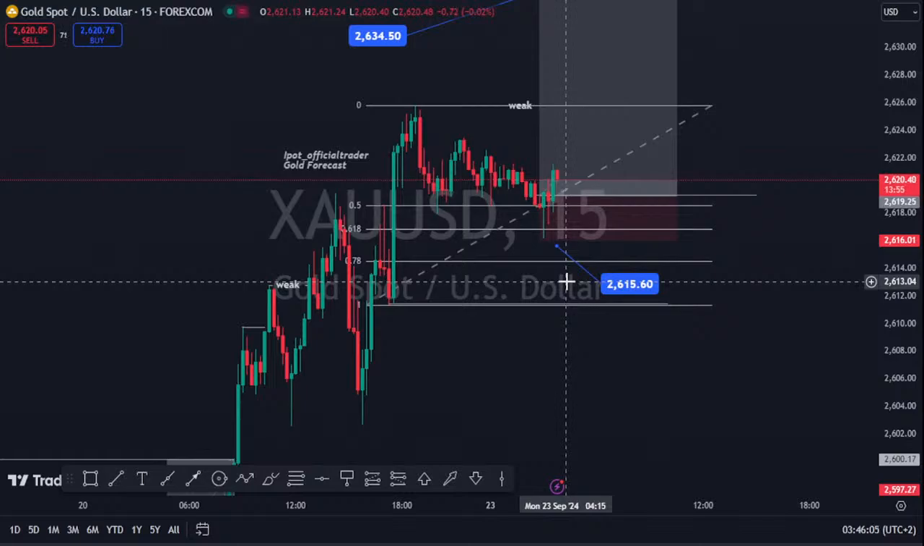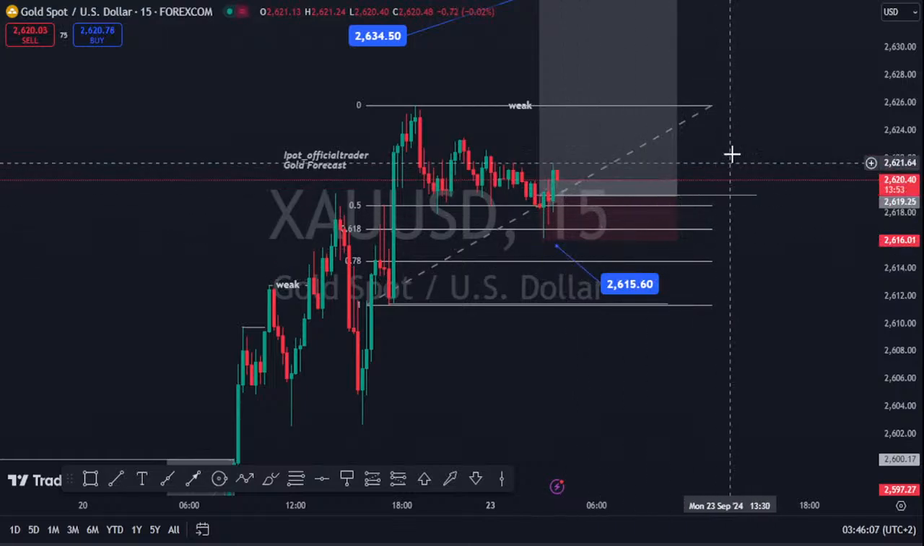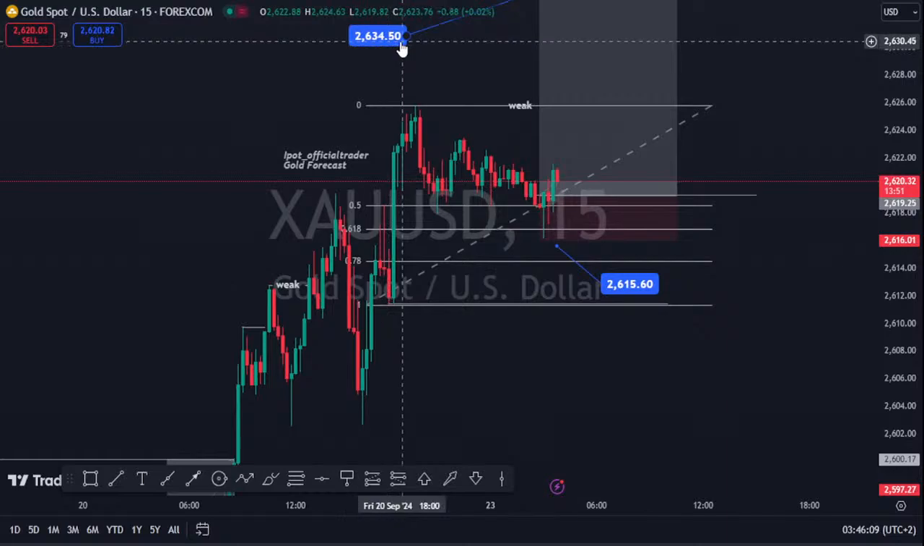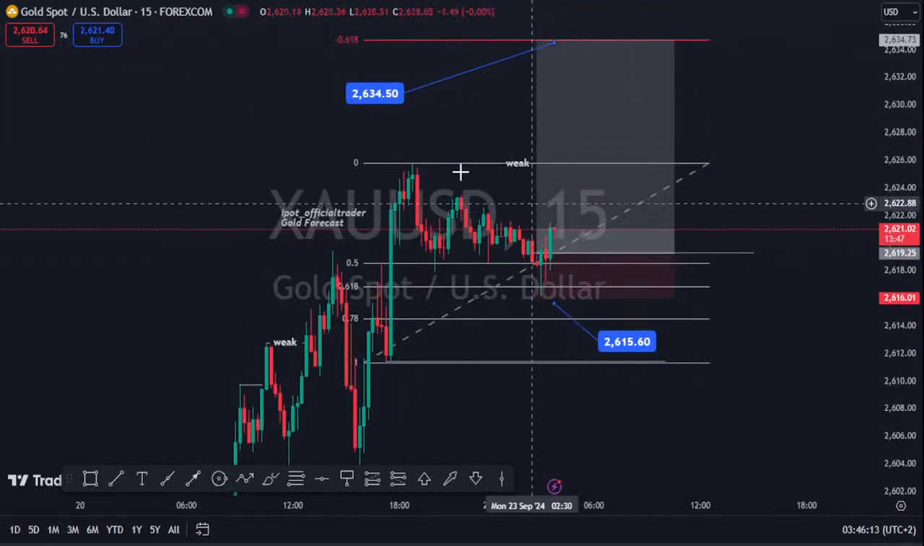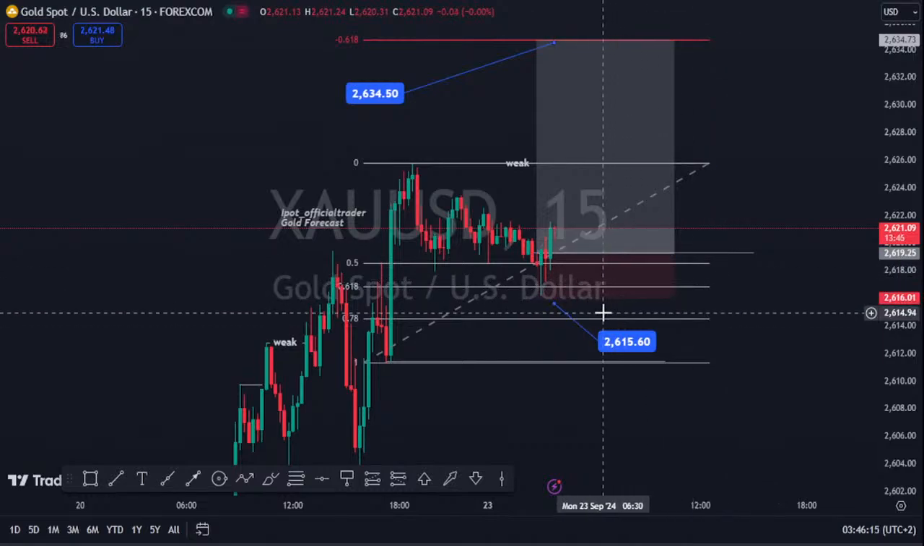Any target, my brother? Target is 26.3450. That's the target. It's an extension price on Fibonacci. Keep in mind this Fibonacci is from a higher time frame, but in a smaller time frame Fibonacci does not apply.